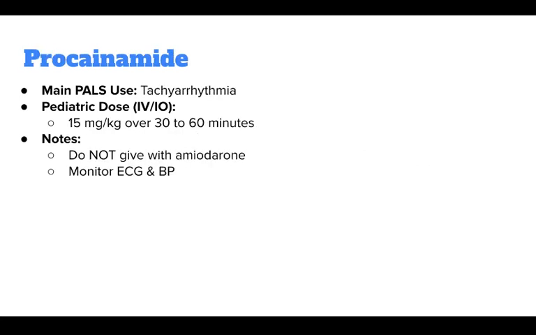Procainamide is used for tachyarrhythmias. It has a pediatric dose of 15 milligrams per kilogram over 30 to 60 minutes. Some notes: do not give with amiodarone, and monitor ECG and blood pressure when delivering this drug.